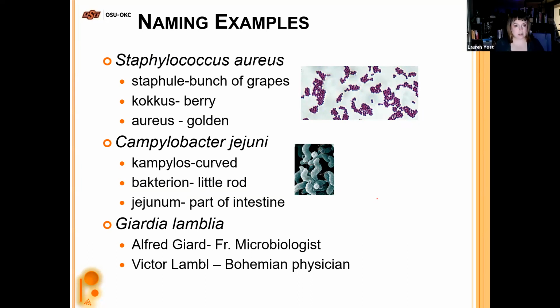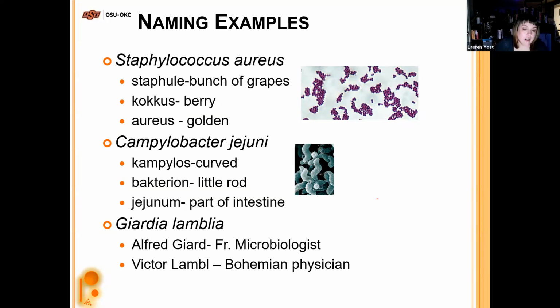Campylobacter jejuni. Campylo means curved. That's what the cells look like. Bacter means little rod. Jejunum is part of the intestine. This is an organism that causes diarrhea from eating spoiled food, or I would say spoiled food, but that's not really accurate. It's not spoiled. It's just people not washing their hands right.